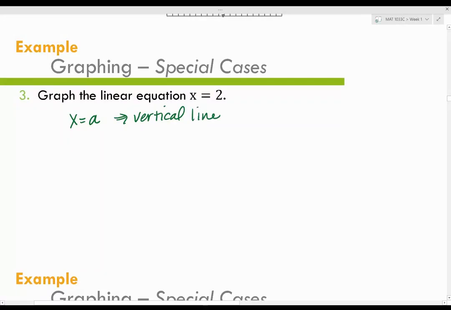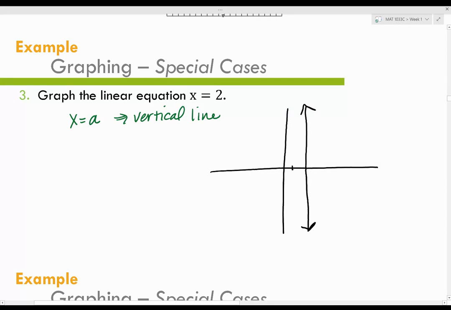Okay, because it has no y in it, automatically this line is going to go up and down through the point that they gave you, which is 2. So if you were to graph this line, okay, it's going to be a vertical line that goes through x equals 2. So it looks like this.